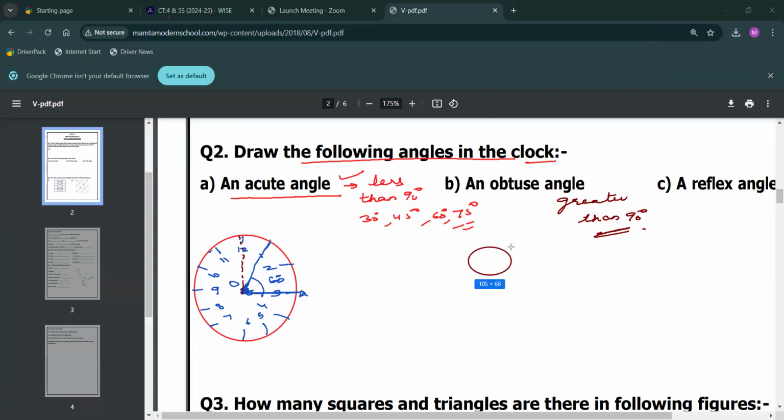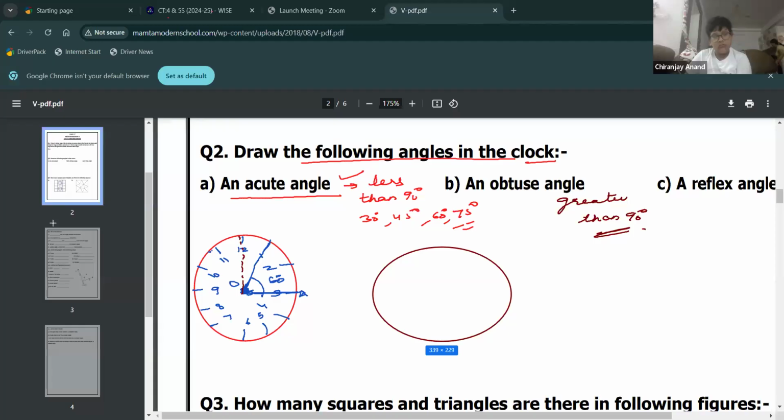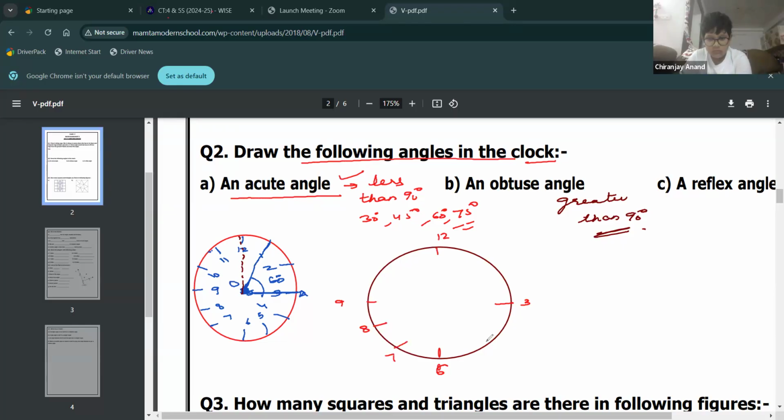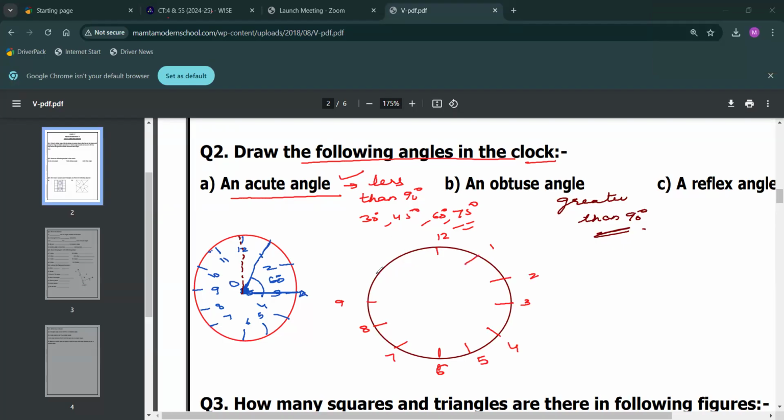So you will draw the circle and it is greater than 90 degrees, right? Yes, ma'am. So this is your 6. This is your 12. This is 3. This is 9. And this is 8. This is 7. This is 5. This is 4. This is 2. This is 1. This is 11. And this is 10. Right, beta? Yes, ma'am.